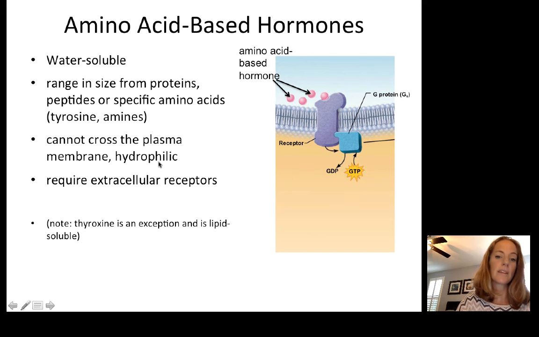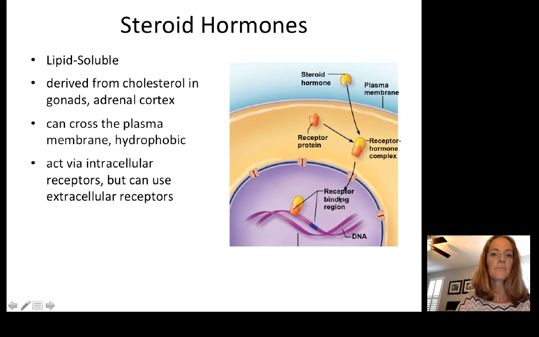So in other words, they are hydrophilic and they will stay on the outside of the membrane. So they'll travel through the bloodstream and they will be stuck outside of the cell. They cannot get into the cell. So they have to act then through extracellular receptors. These extracellular receptors will be on a specific target cell, and then they will be linked to G proteins and a cascade of other molecules within the cell that will actually cause the changes.